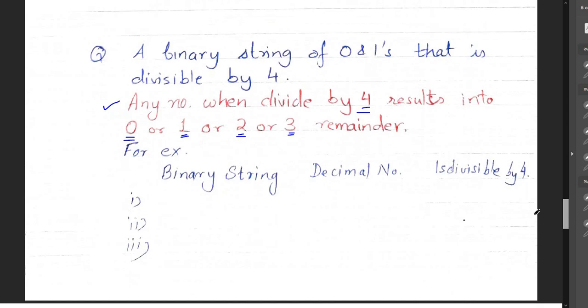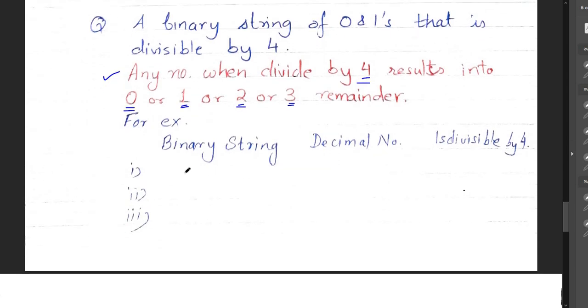Right? So for example, let's talk about some binary strings. Let's say that this is one binary string, 0. Now the decimal equivalent of this binary string is 0. And is it divisible by 4? Yes. Why? Because if I divide 0 by 4, the remainder is 0. So it is divisible, because the remainder is 0.